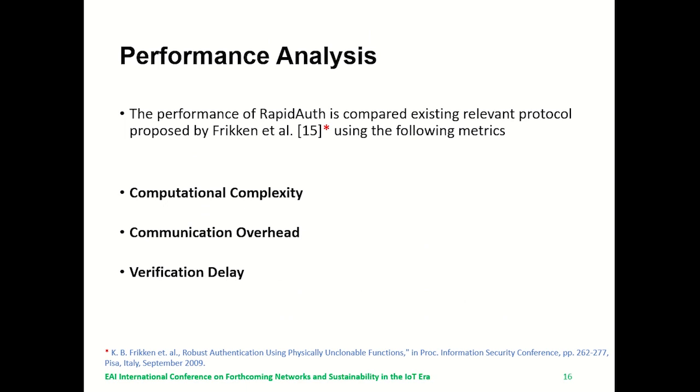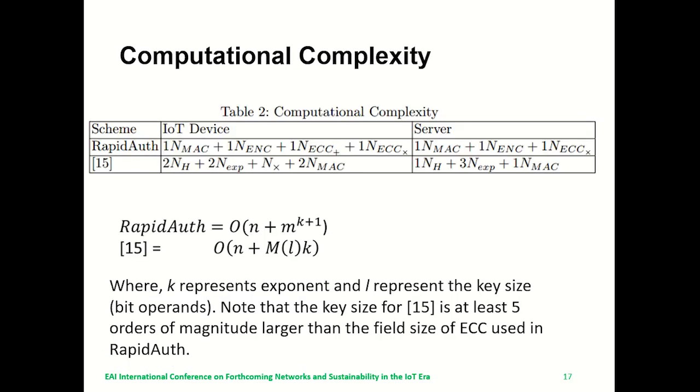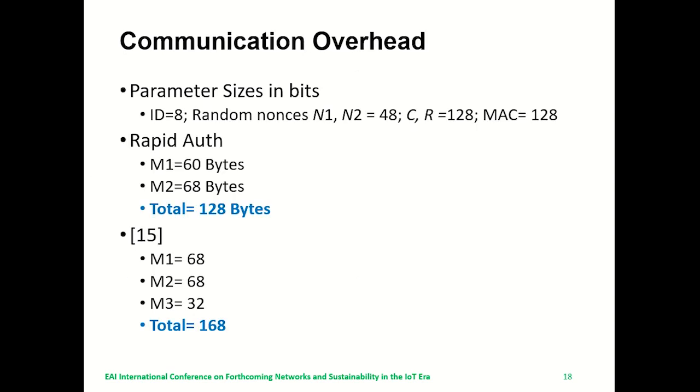Performance comparison. We have used these three metrics: computational complexity, communication overhead, and verification delay. For performance analysis, the performance of RapidAuth is compared with the existing relevant protocol proposed by Freakin et al. Using these metrics, as far as computational complexity is concerned, we can see that RapidAuth reduces computational complexity much. Here K represents exponents and L represents the key size, the bit operands. Note the key size for 15 is at least 5 orders of magnitude larger than the field of ECC used in RapidAuth.